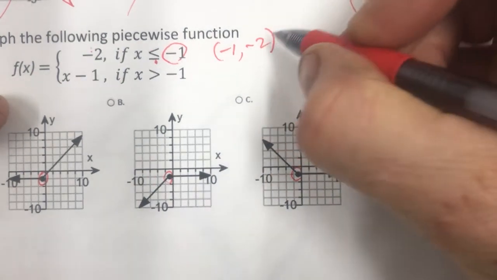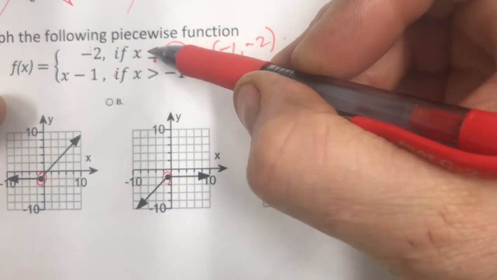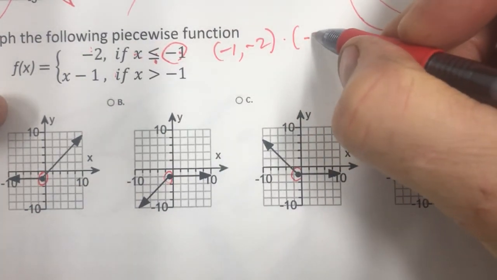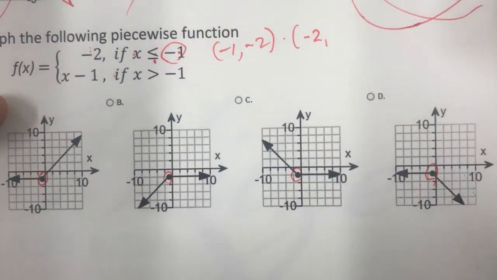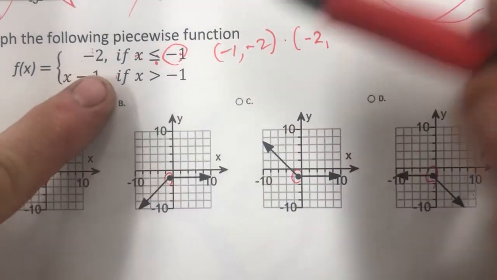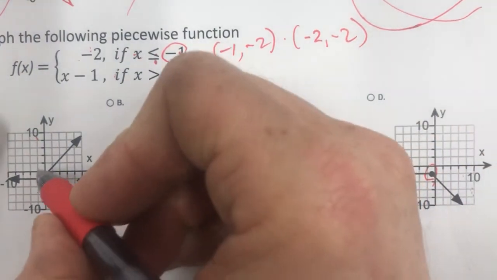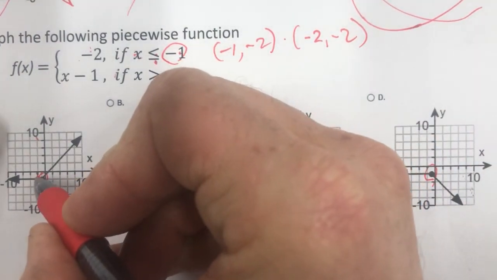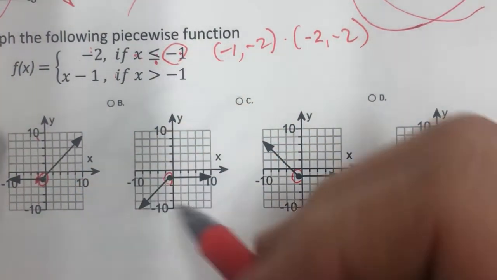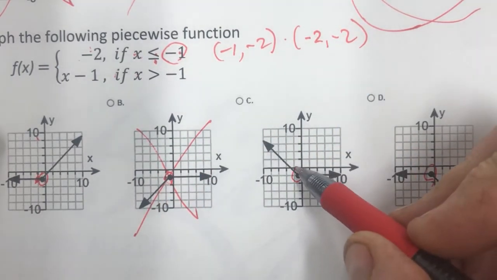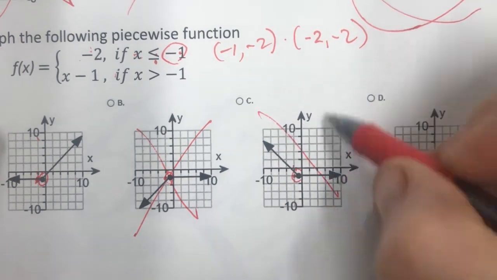All right, so we pick a value that's less than -1. -2 is less than -1. If I put -2 in there, it's still -2. So -2 looks like it could be this one. -2 is right there. This isn't right. -2 is right there, and see that's not right.